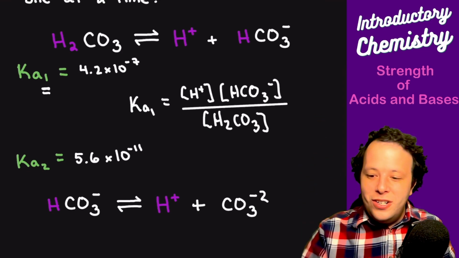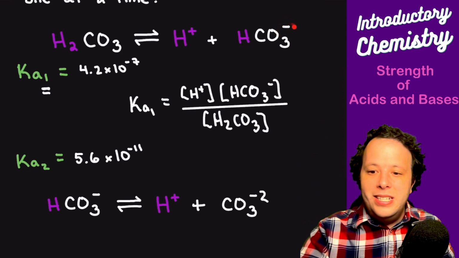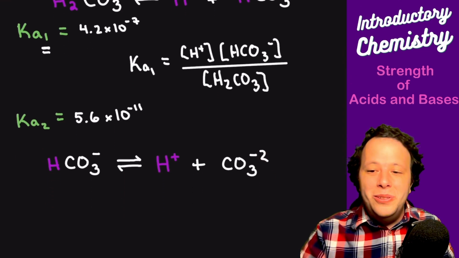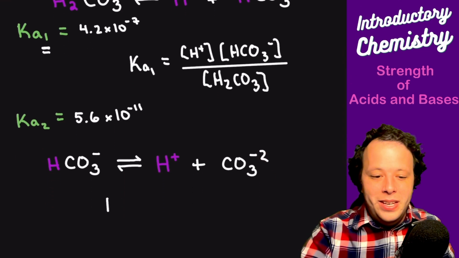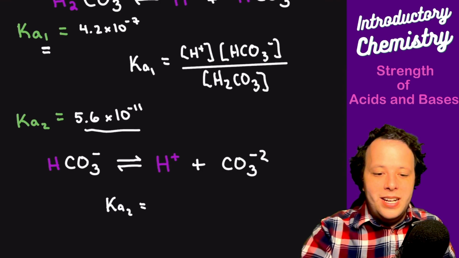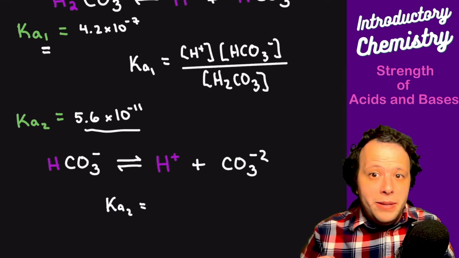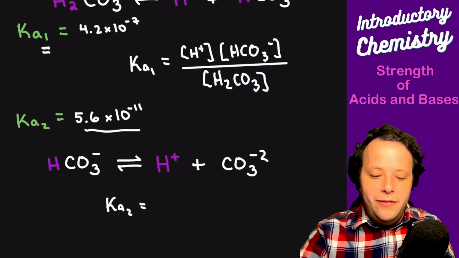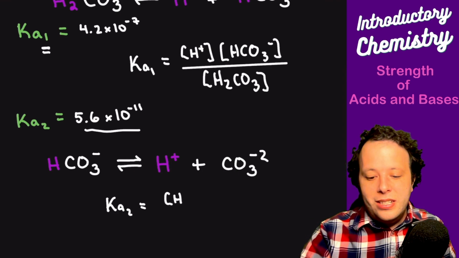And notice that the charges change too, right? We have a minus and then a 2 minus on the next part. It slowly loses more and more. And we have a different Ka value for the next part. Notice how the value is a lot smaller, telling you that this isn't as common. There's very little of these products actually existing in solution.